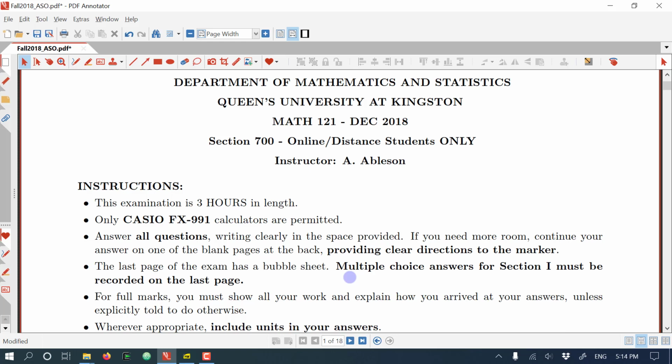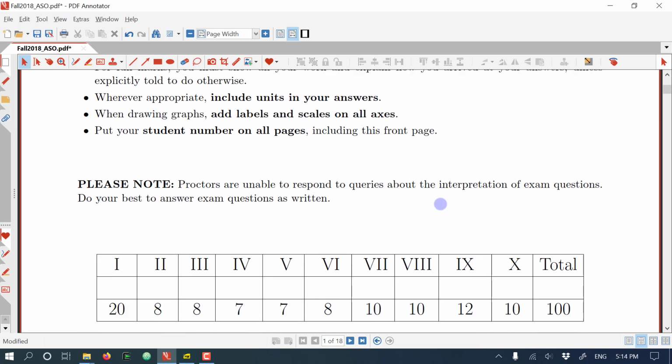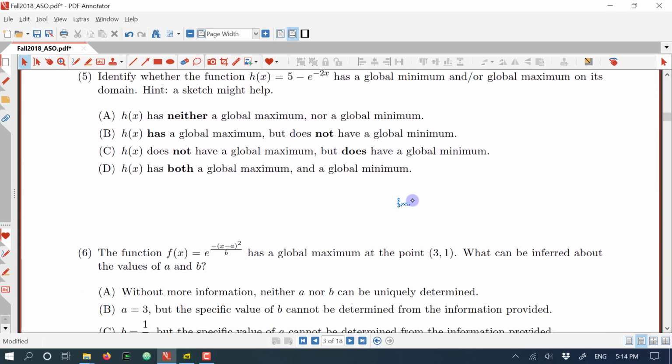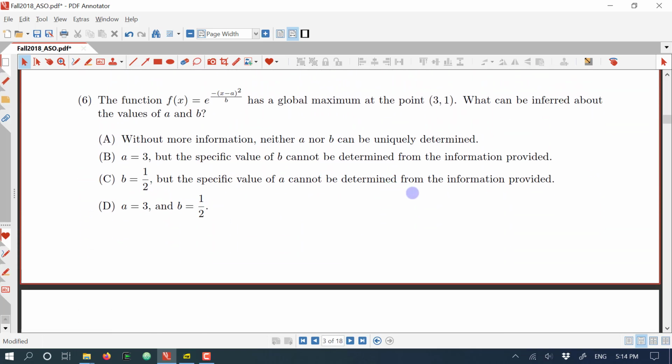In this video, we're going to look at some of the December 2018 exam problems as suggested from the check-in poll last week. So we're going to start off with the multiple choice questions, and one of the first questions that was selected was question number 6, where we have a function that has a global maximum at a point, and we're asking what can be inferred about the two constants in that function, the a and the b.